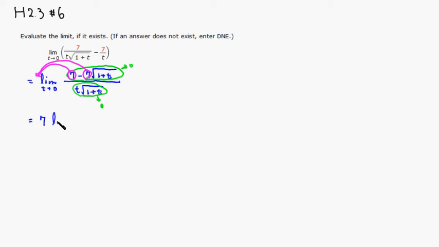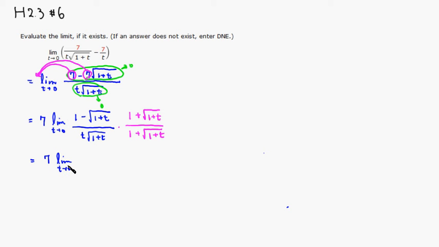Then you have a limit as t approaches 0 of 1 minus square root of 1 plus t over t times square root of 1 plus t. Then we're going to do the trick, since we don't like the square root, at least I don't, so you multiply by the conjugate. I'm going to multiply the top by 1 plus square root of 1 plus t, and the same thing to the bottom, so 1 plus square root of 1 plus t. This is going to give us 7 here.